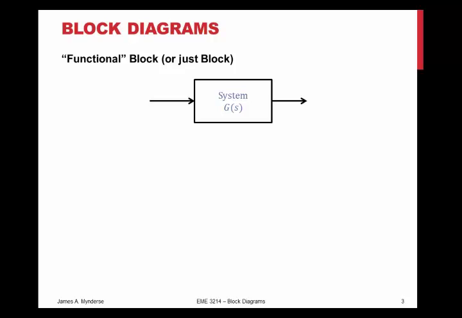Now, you'll notice that this is denoted as G of S. That's because we're going to use a whole lot of transfer functions, and transfer functions are going to be functions of S. S is the Laplace variable. Now, our block also has one arrow going in and one arrow coming out. Those are our signals. The function goes in the middle, input goes into one side, output comes out of the other side. You could reverse this, and the input could go into the right and the output could come out of the left. It doesn't matter which way you do it.